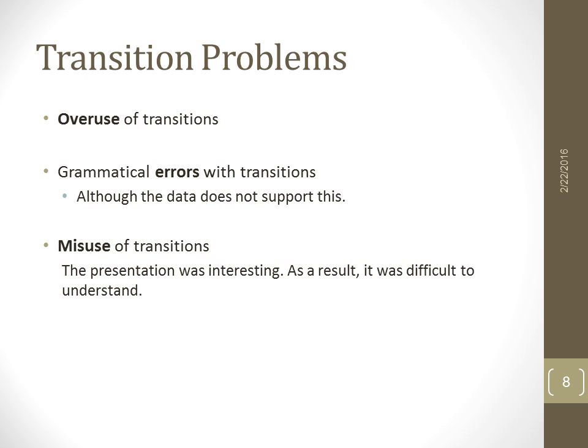The problem here is that the second sentence is not a result of the first. Just because something is interesting does not make it difficult to understand. So the connection here is unclear, and we're using a transition word incorrectly and actually obscuring our meaning rather than clarifying it.